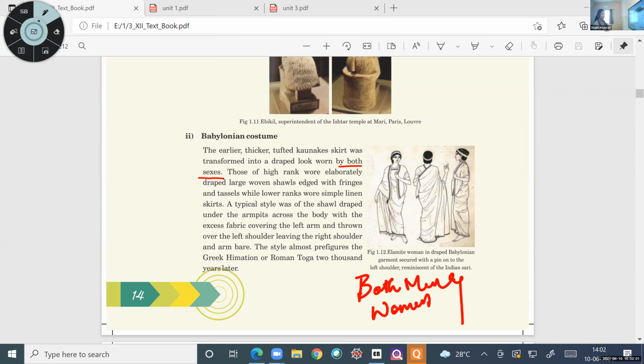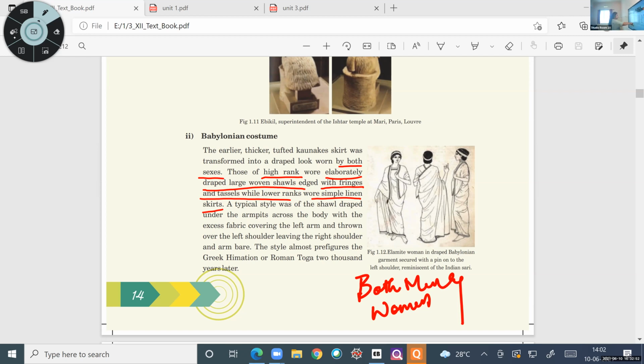And how was identification used in Babylonian costumes? Kaunakes represented social status or high rank. Those of high rank wore elaborately draped large woven shawls edged with fringes and tassels, while lower ranks wore simple linen skirts. When it comes to high rank, they used elaborately draped ones embellished with fringes. When it comes to lower ranks, they simply wore a linen skirt.